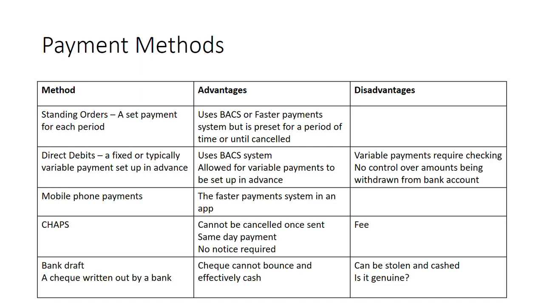But of course, now I've given somebody access to my bank account to take out whatever they actually want to. So it's variable payments, and they'll require checking, and there's no control over what's been withdrawn. So there is the potential for them to make mistakes. And so every so often you'll see in the paper somebody having £1 million withdrawn from their bank account in error. So that's standing orders, which is fixed, and direct debits, which is typically variable. And using the BACS system for direct debits, using BACS or Faster Payments, typically Faster Payments for standing orders.